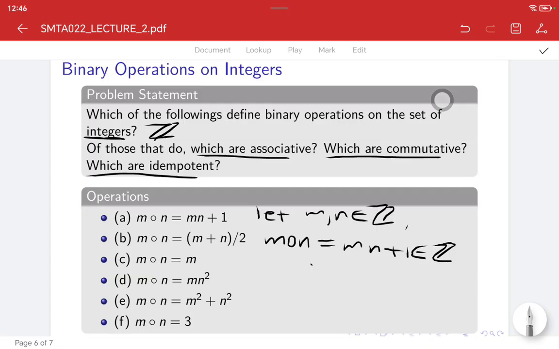Therefore, if the closure law is satisfied, it means that I can check associativity, commutativity, and idempotency for that element. So let's first check closure for these elements and see which ones we are going to confirm hold.